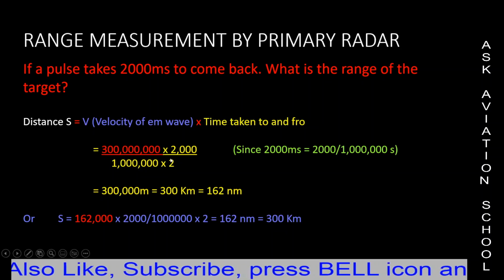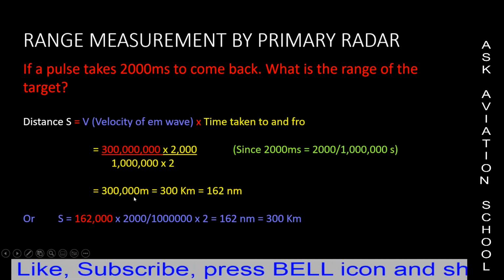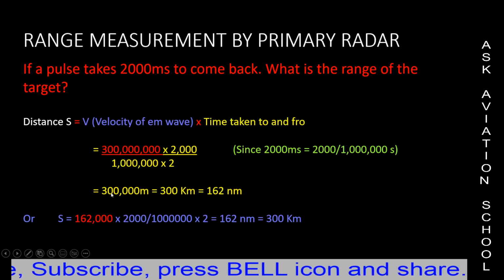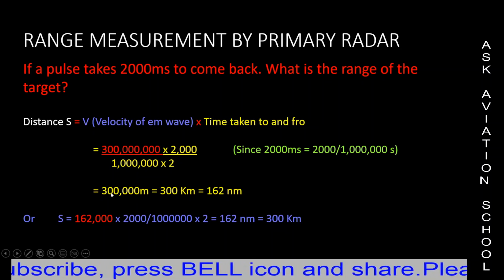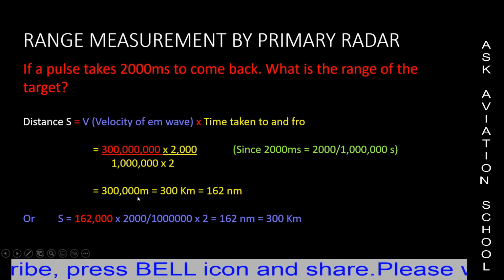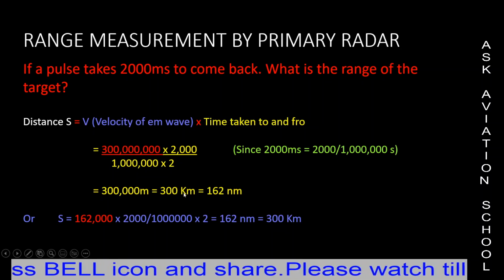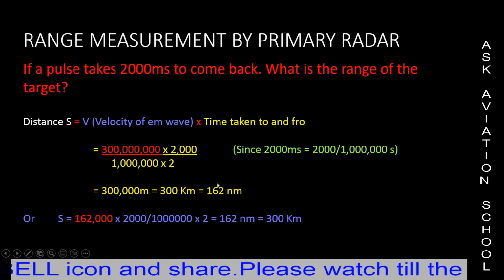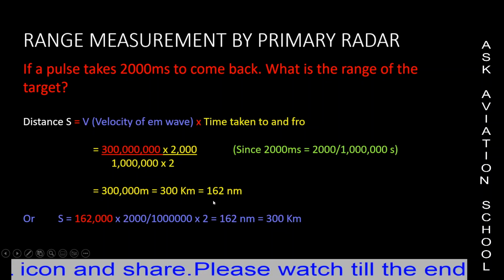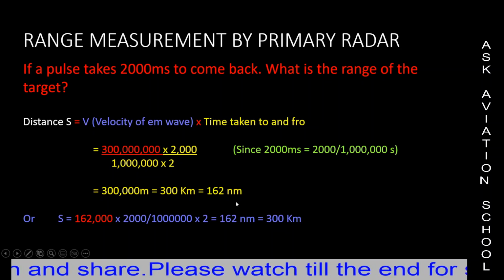the range or the distance of the target from this antenna will be 300,000 meters, which when converted to kilometers is 300 kilometers. Divided by 1.852, this gives the distance in nautical miles, which is 162 nautical miles.